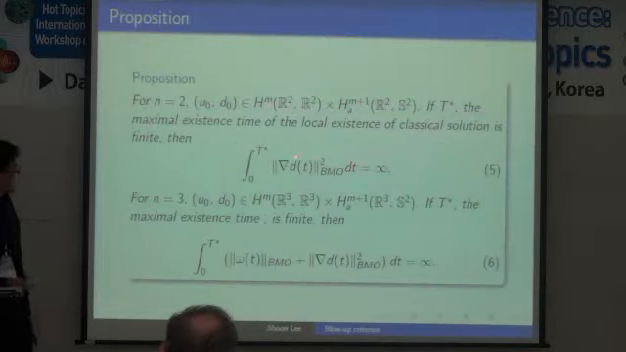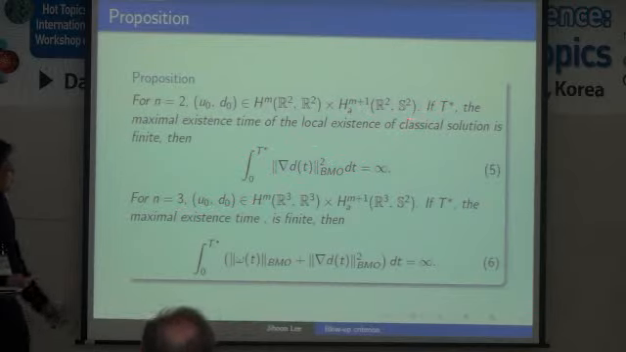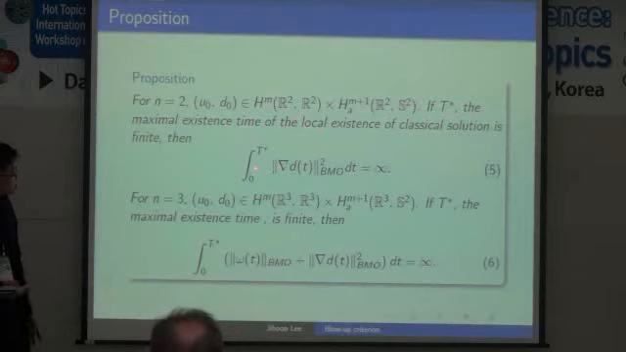For 2 dimensions, if we control this term, BMO in space and L2 in time, if this quantity is finite, then the solution is regular. And also, if T star is the blow-up time, then this quantity should be equal to infinity. And also in 3 dimensions, if T star is the maximal existence time and T star is finite, then this quantity should be equal to infinity.